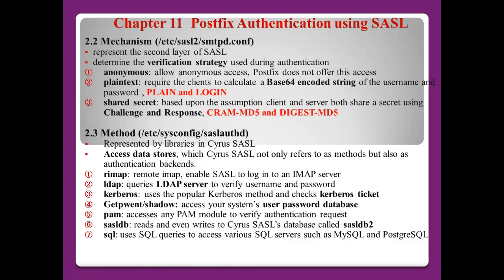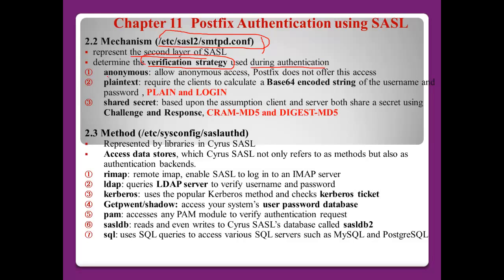Number two, mechanism. To configure the SASL mechanism, normally we can use this file, /etc/sasl2/smtpd.conf. So here we can configure it. The mechanism is what we call the second layer of SASL. In this mechanism, we can define the verification strategy during authentication, normally using the username and password.